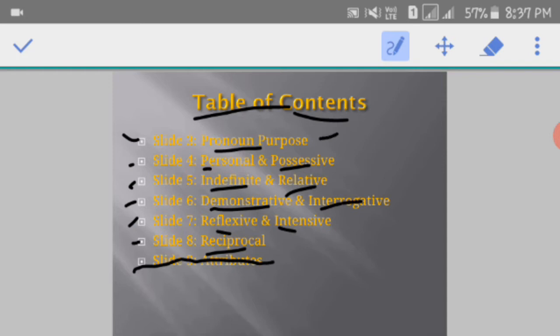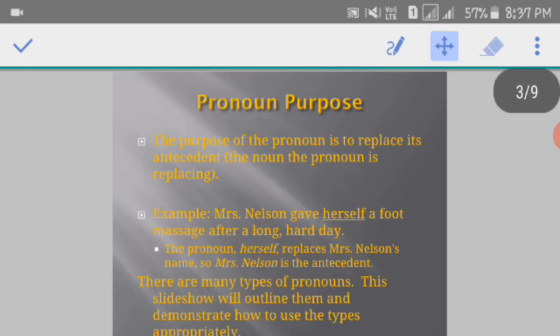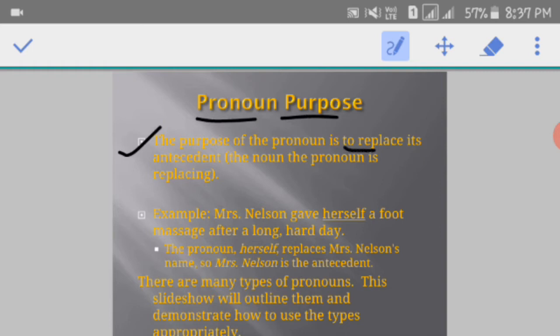Here the very first slide is the purpose of pronoun. Why do we use pronouns? It is written here, purpose of pronoun. The purpose of a pronoun is to replace its antecedent. Antecedent means noun. So a pronoun is replacing any noun, and we call it a pronoun.